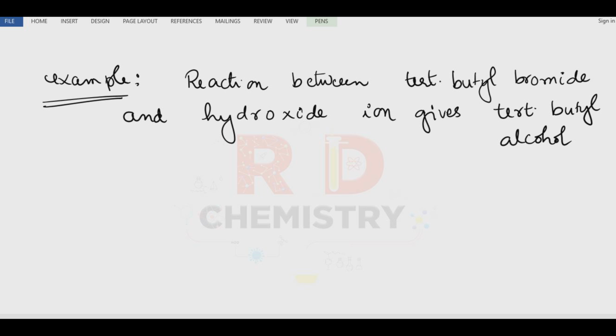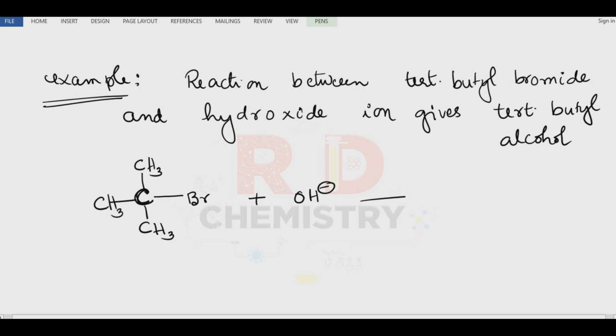Let me write down the reaction. Let this carbon be the tertiary carbon. To the tertiary carbon we have the Br. When you say it is a tertiary carbon, this should be attached directly to 3 more carbon atoms. So this becomes tertiary butyl bromide. Altogether 4 carbon atoms are there. The remaining valence is filled by hydrogen, correct? CH3, CH3. Clear? Plus hydroxide ion, OH minus. Hydroxide is from either sodium hydroxide or potassium hydroxide.